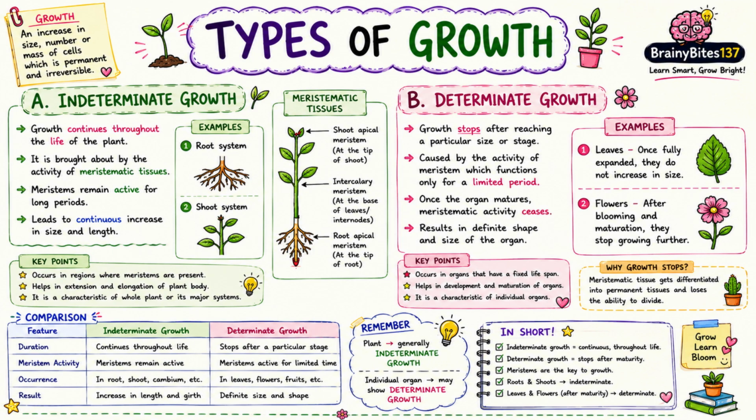Types of growth in plants. Plants show two main types of growth: indeterminate growth and determinate growth. Let's understand them one by one. First is indeterminate growth.